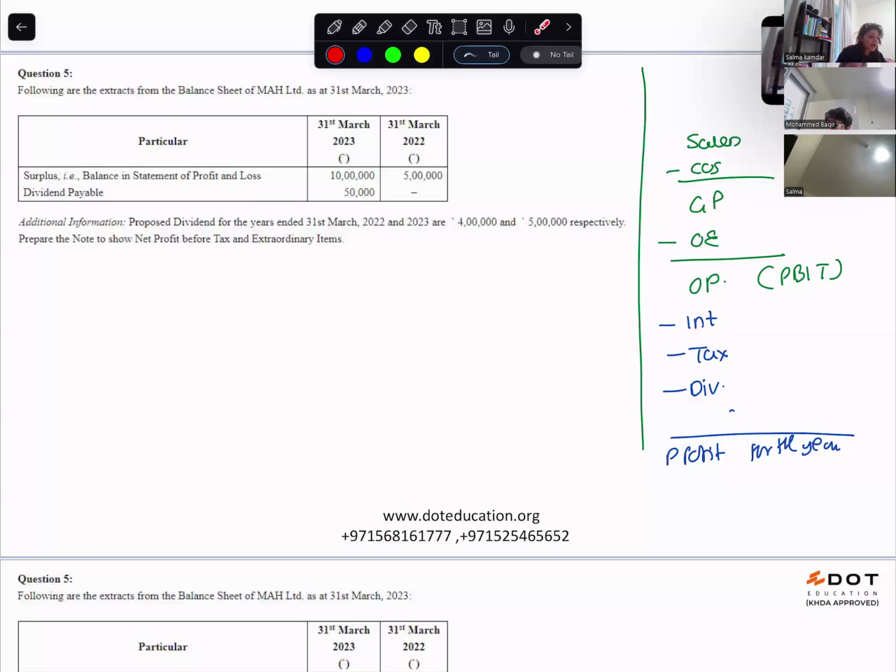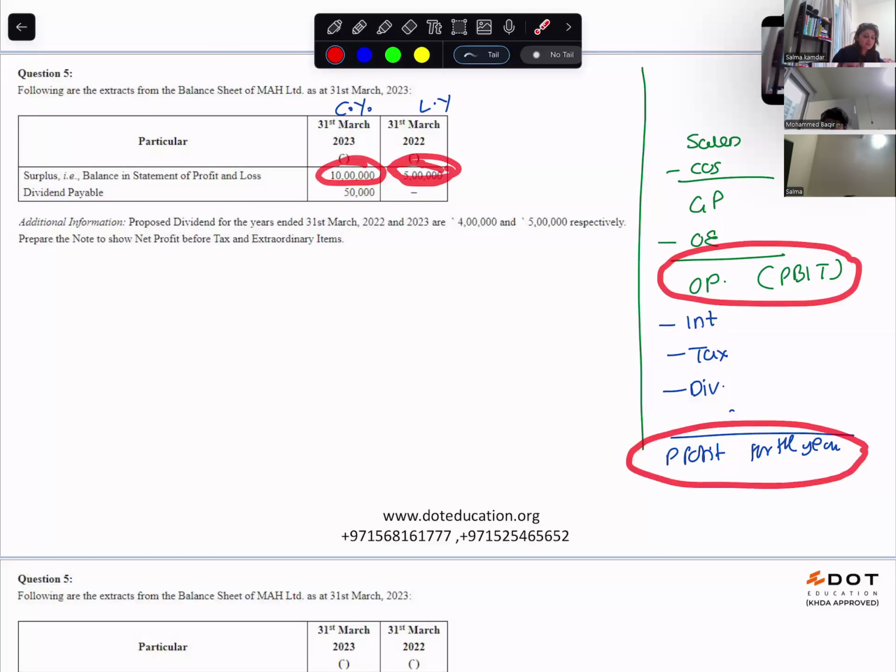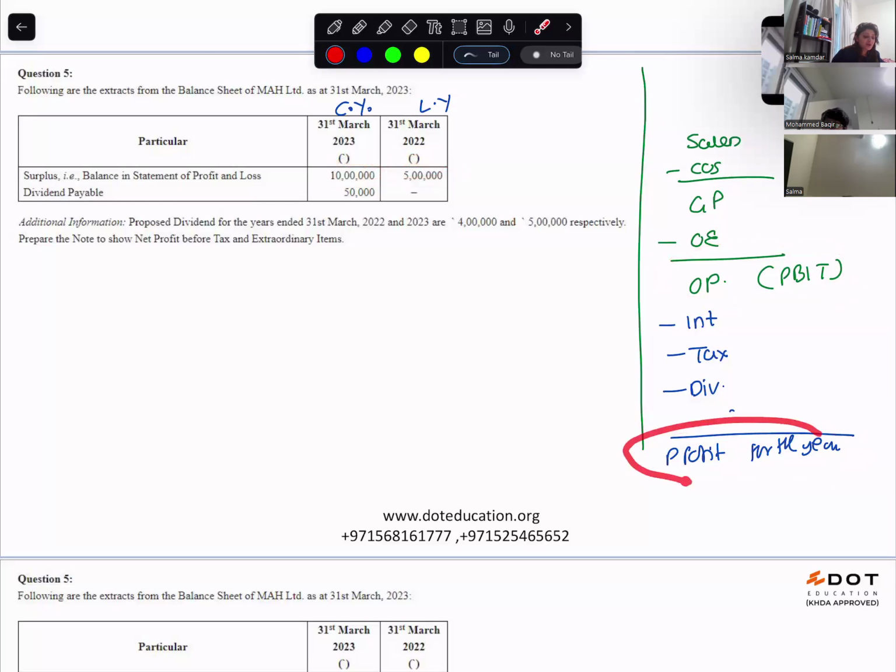Okay, fine. So now they have given us a balance sheet of 2022 and 2023. That means it is last year and this is the current year. In the balance sheet, whatever profit is given to us, is it this profit or is it this profit? The profit for the year. Profit for the year. Very good.